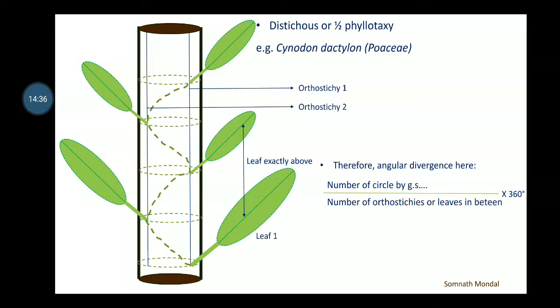So number of circles covered by the genetic spiral divided by number of orthostiche or number of leaves in between. So number of circle covered by genetic spiral is 1 and number of orthostiche or number of leaves in between is 2. So that is why we say this is half phyllotaxy, 1 by 2. So what will be the angular divergence? 1/2 into 360 degree, and it will give us the data 180 degree. Therefore, the angular divergence here is 180 degree.